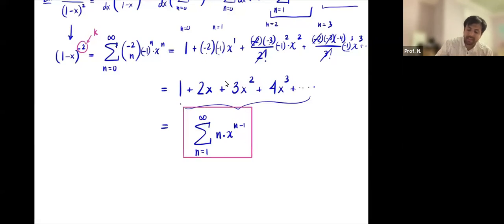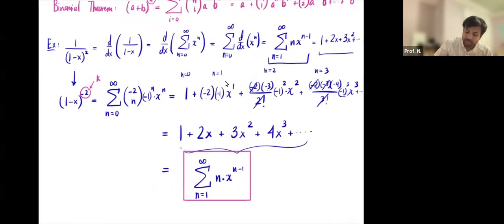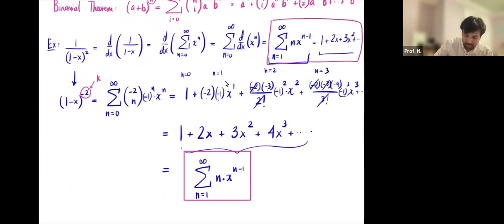So I was able to get the same representation as I got originally, either by using differentiation or by using the procedural method of finding a Taylor series. I can just get that quickly, a little bit more efficiently, by using this binomial series idea.